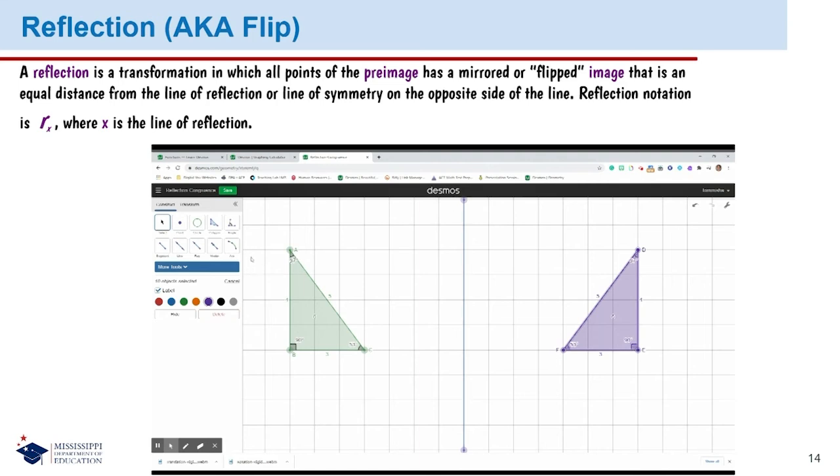So even though we flipped, mirrored, or reflected our figure across this line, it is still the exact same figure, having the exact same angle measurements and the exact same side lengths, which means it is still congruent and is a rigid transformation.